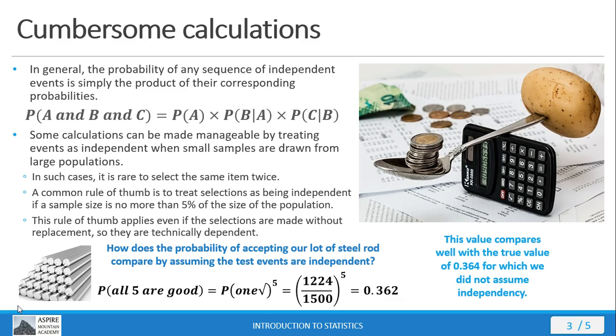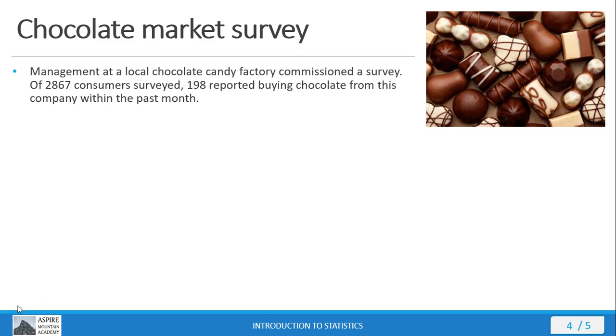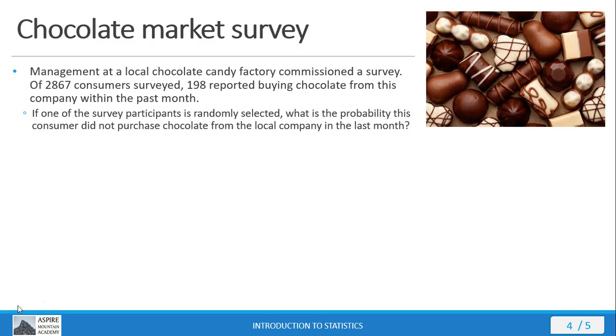So this is a rule of thumb to keep in mind that can help make some of your calculations a little bit easier. Let's try this out on an example. And of course, the example I'm going to choose is going to be chocolate. Duh. Management at a local chocolate candy factory commissioned a survey of 2867 consumers. 198 reported buying chocolate from this company within the past month. So if one of the survey participants is randomly selected, what's the probability this consumer did not purchase chocolate from the local company in the last month?